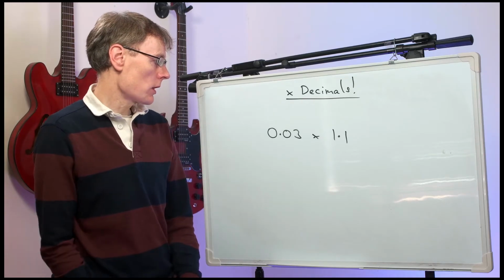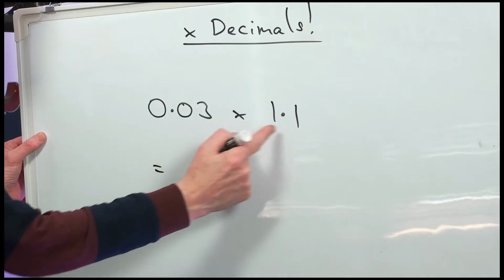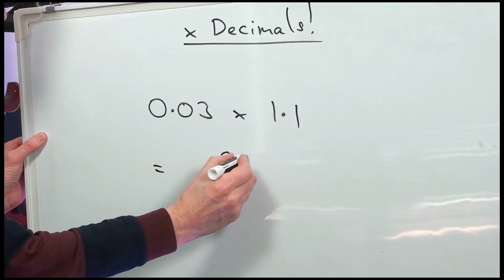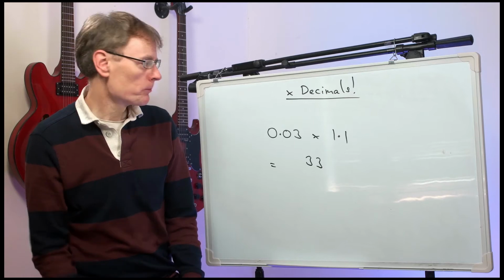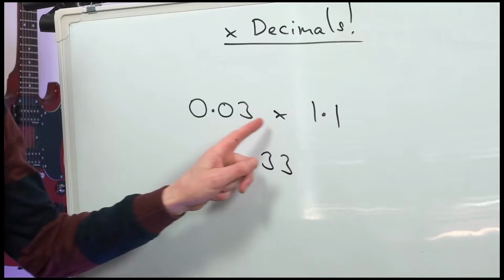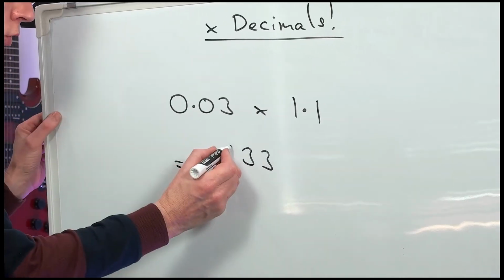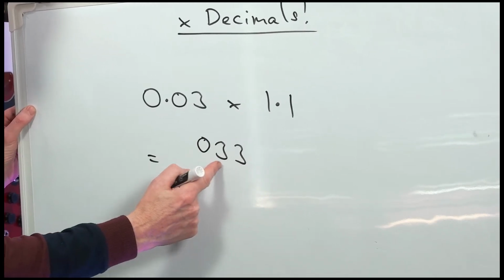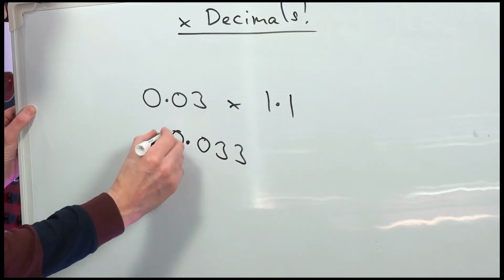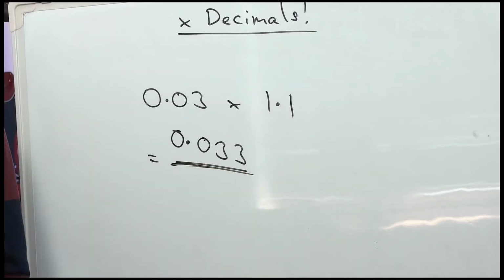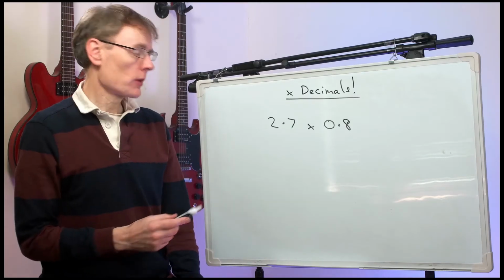0.03 times 1.1. Well, 3 elevens are 33. That's much too big. We need to make it 10, 100, 1,000 times smaller. Divide by 10, 100, 1,000, 0.033.